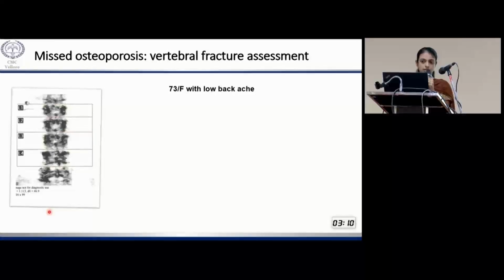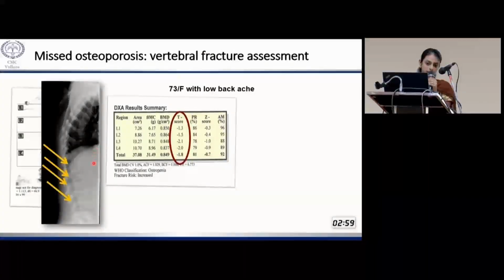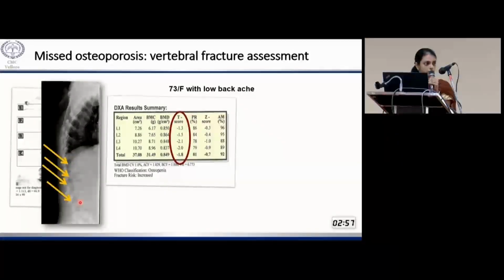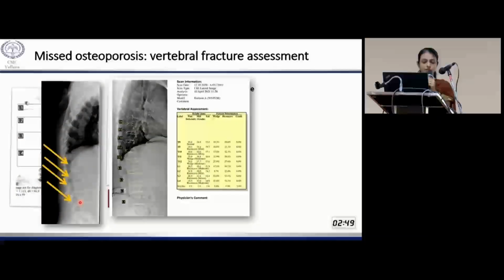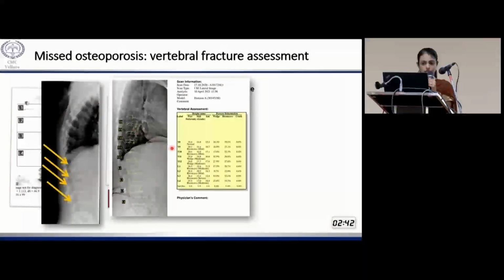To illustrate that, this lady who was 73 years old had presented with low backache. Her DEXA scan did not show osteoporosis. However, her spine X-ray had shown the presence of multiple fractures. This would have been missed if I had only gone ahead and done a BMD. So VFA is again a densitometric image of the lateral spine. This is the VFA of the same patient which showed multiple fractures.